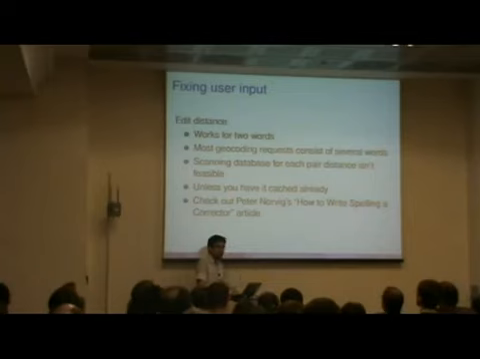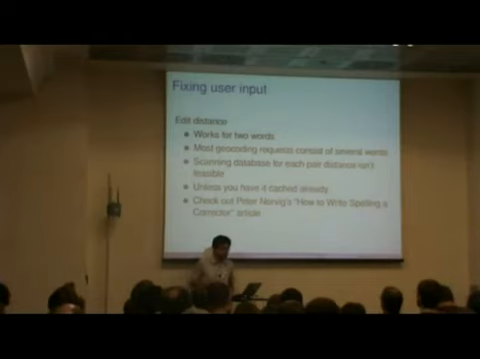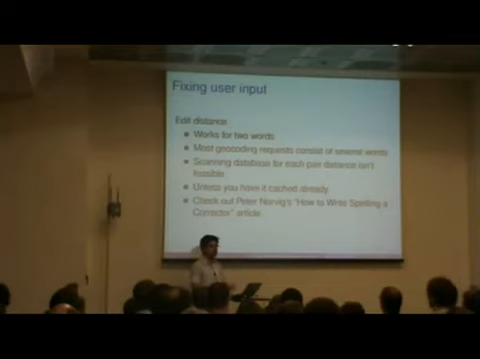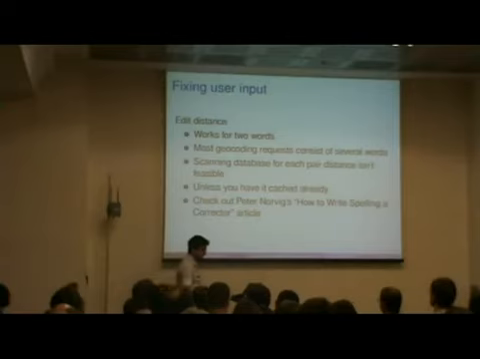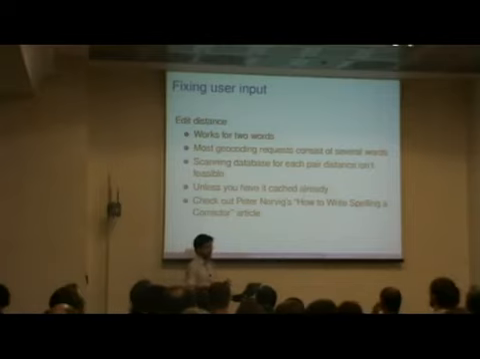Now the edit distance is a little bit more convenient in terms of fixing the input. It works only for 2 words, and it shows how many letters we have to change, transpose, remove, or do anything with to get one word to be another word. And unfortunately, most geocoding requests consist of several words, so it's not really that useful. You have to split your geocoding requests into several words. And you have to split smartly, so you don't split San Francisco into San and Francisco.